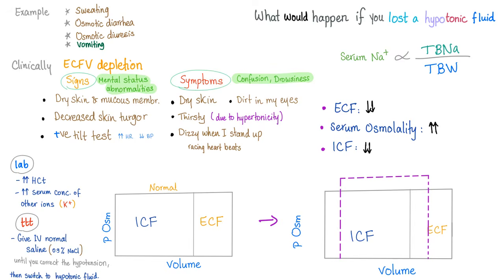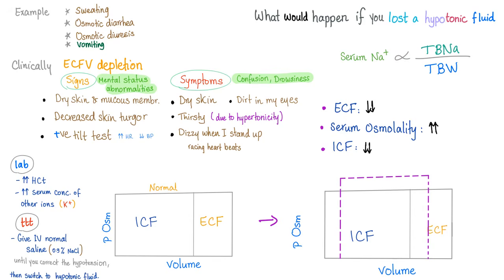Let's use the stupid graph. Serum osmolality increased due to hypernatremia, increase the y-axis. ECF contracted because we lost the fluid. ICF contracted because water is flowing out. Contract them and we're done. Clinically, ECF volume depletion signs plus mental status abnormalities due to hypernatremia.